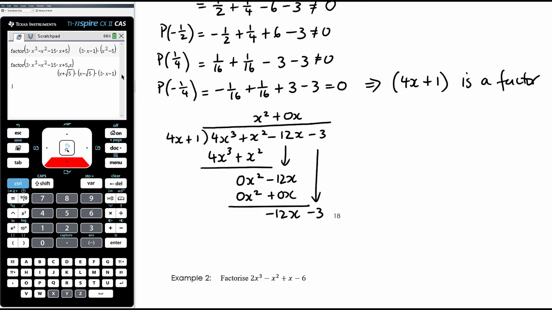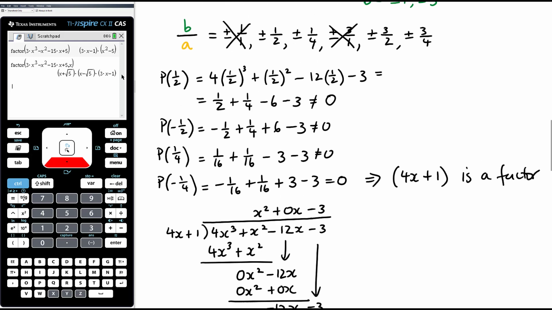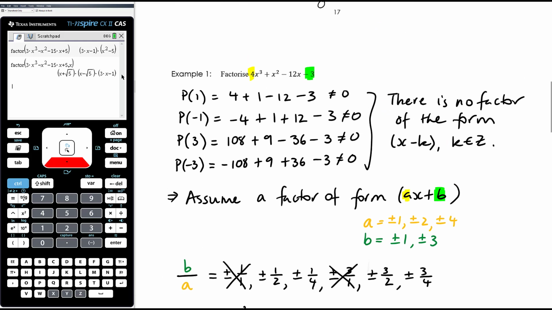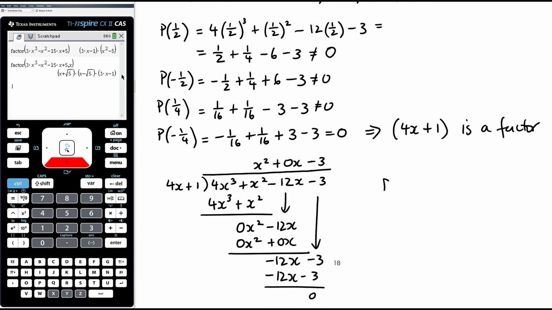And then the question is, what would we multiply 4x by to get negative 12x? That will be negative 3. Multiplying negative 3 by 4x plus 1 is looking good for that 0 remainder. So that confirms that 4x plus 1 is indeed a factor. And so now we know that our polynomial, which I'm just going to call P of x, is 4x plus 1 times x squared minus 3.